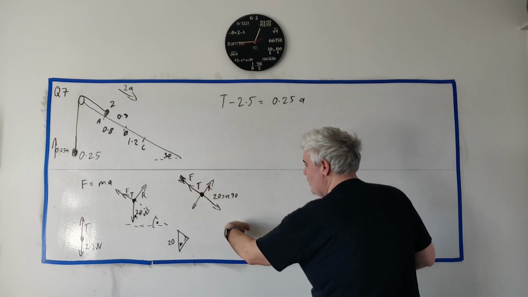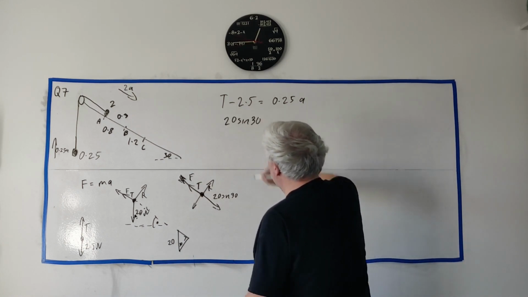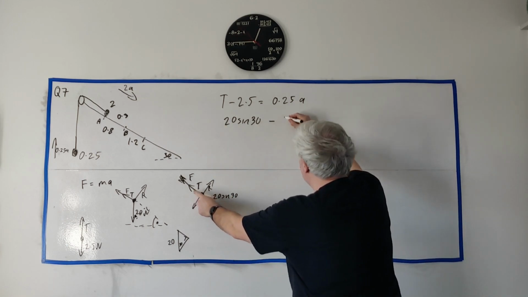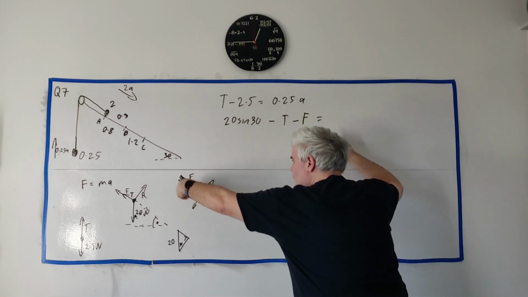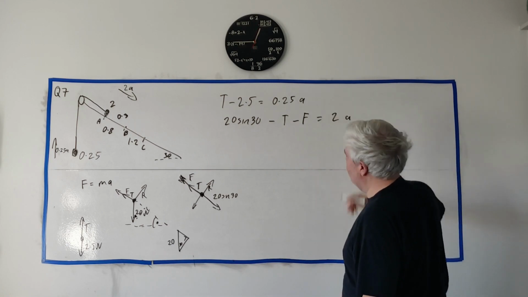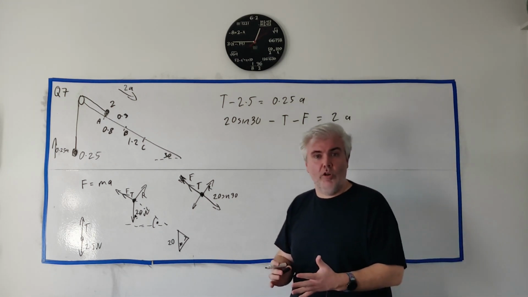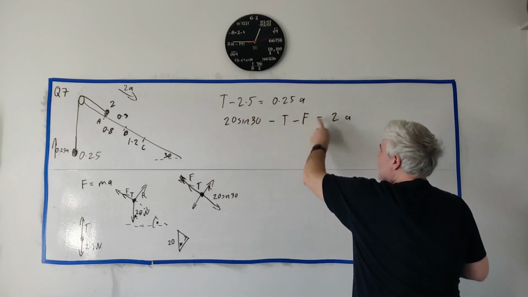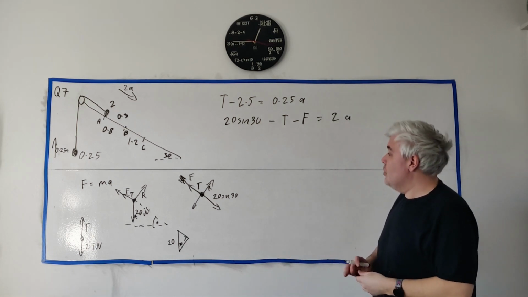So let's see, we're going this direction. So we'll have 20 sine 30. Sine 30 is just a half. I'll deal with that in a moment. Minus T, minus F. And all this must add up to mass times acceleration, 2a. We get two equations, simultaneous equations. We just have to solve it, except there's a problem. T, a, F. We've got 3 unknowns, can't do it. So we need something else.